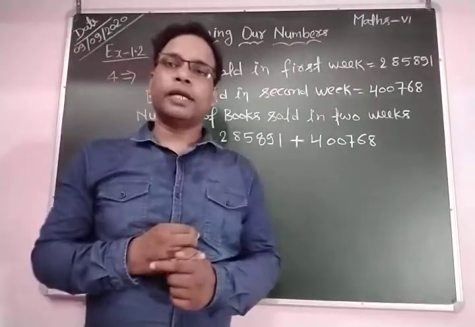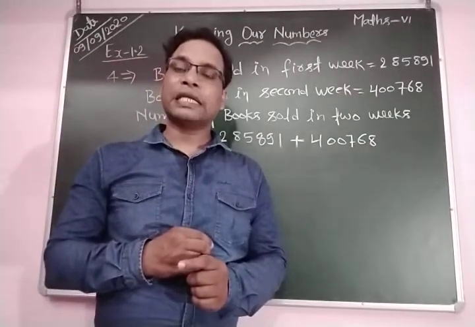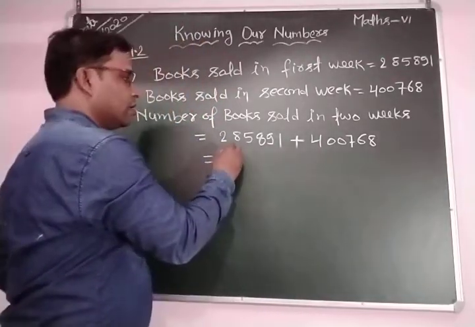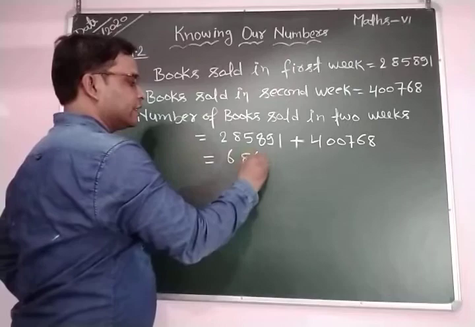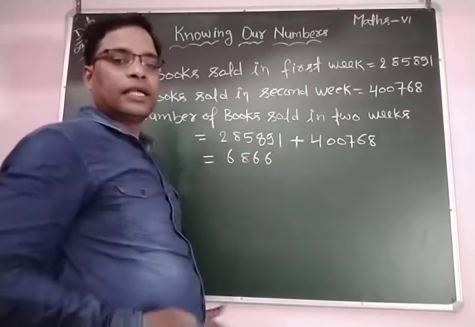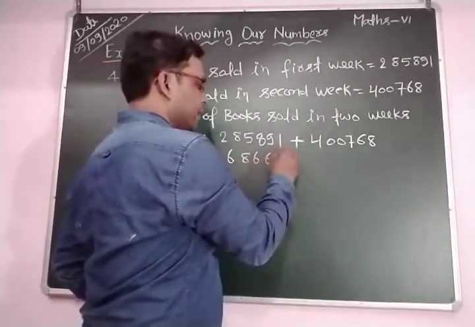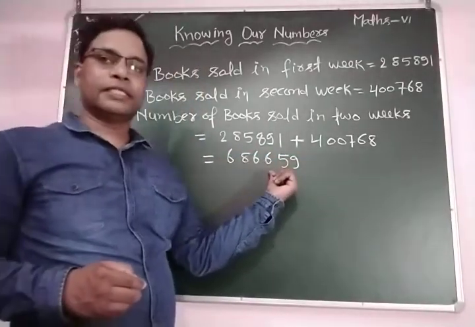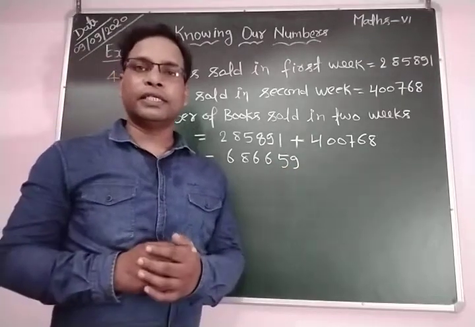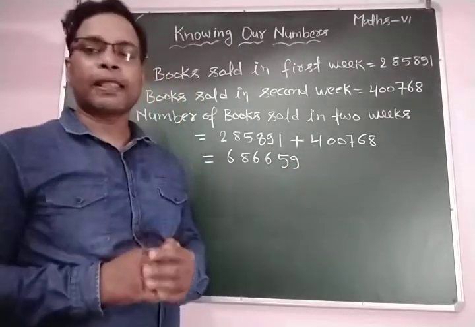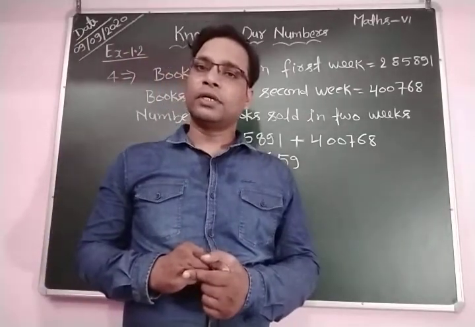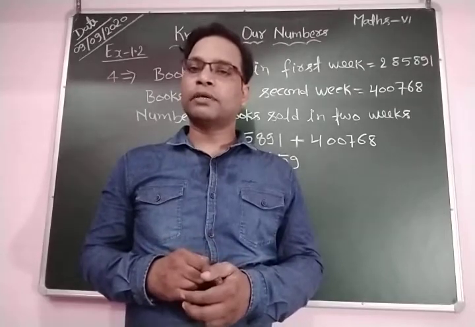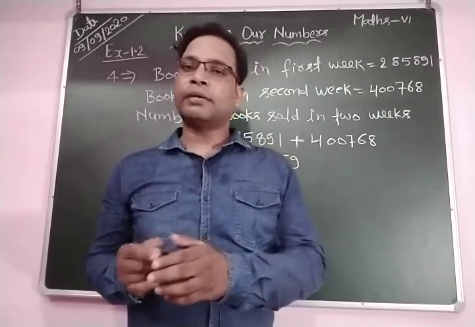Now if you add them, then you will obtain 6,86,659. Okay, if you add them, we obtain 6,86,659. This is the total number of books sold in both weeks. Now we need to find the next part of this question.